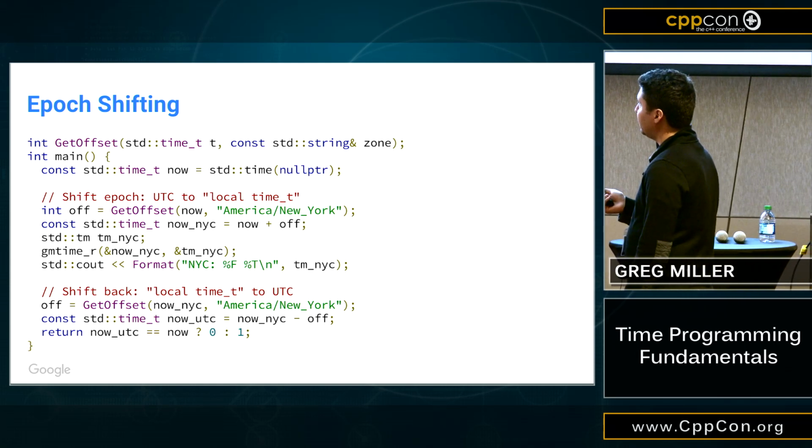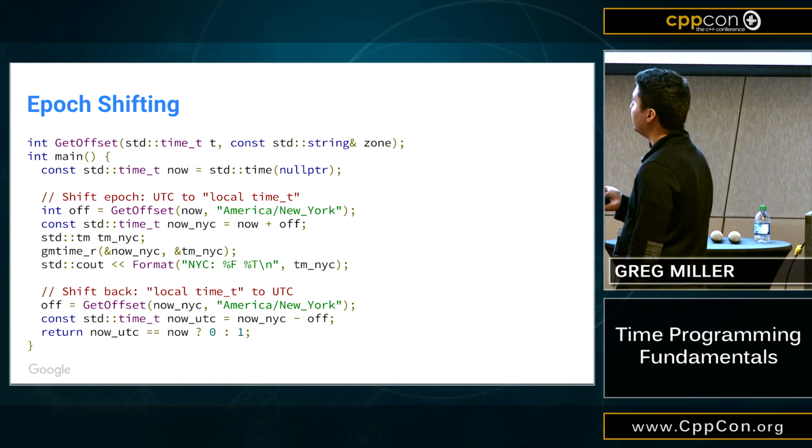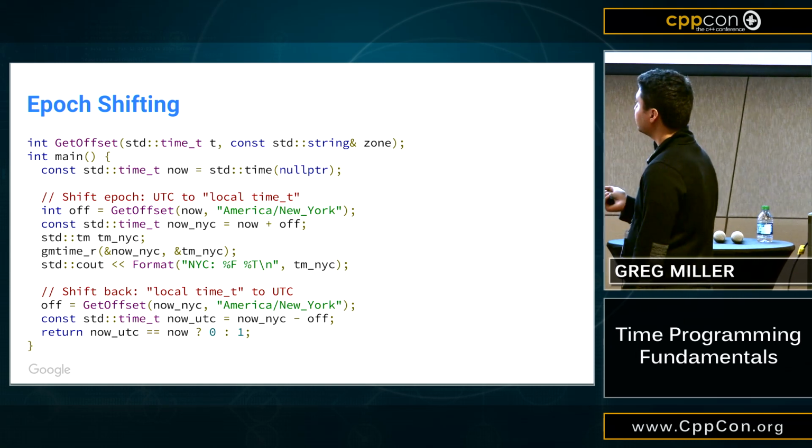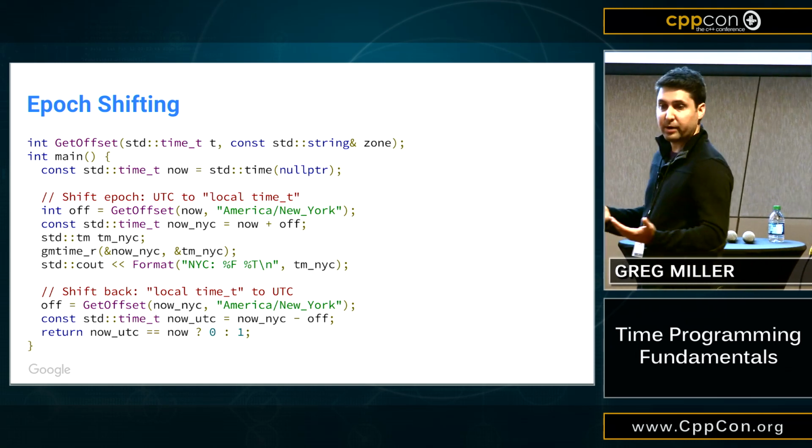And then I call this gmtime function. These 3 lines here are just like they were on the previous slide. I break down now NYC, and I fill in the struct tm. And I'm going to go ahead and format the time, the year, month, day, hour, minute, second in New York City. Now I want to go back the other direction.